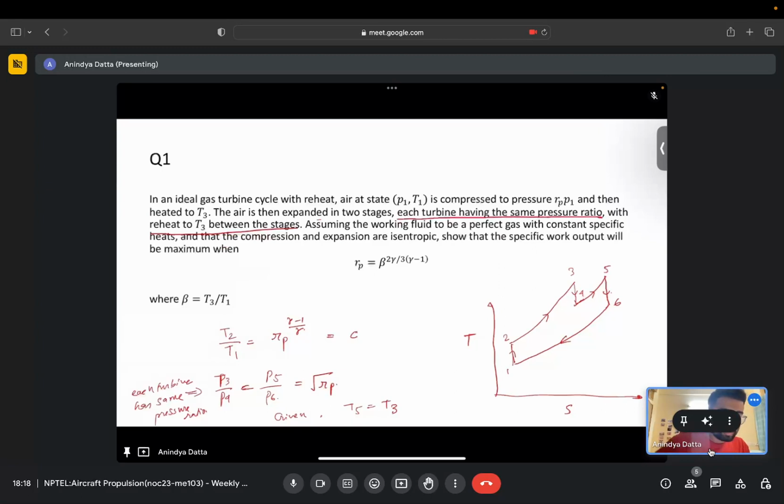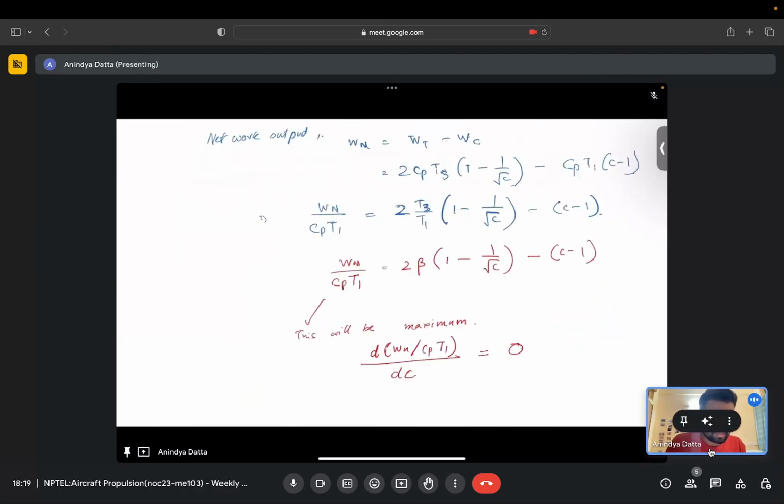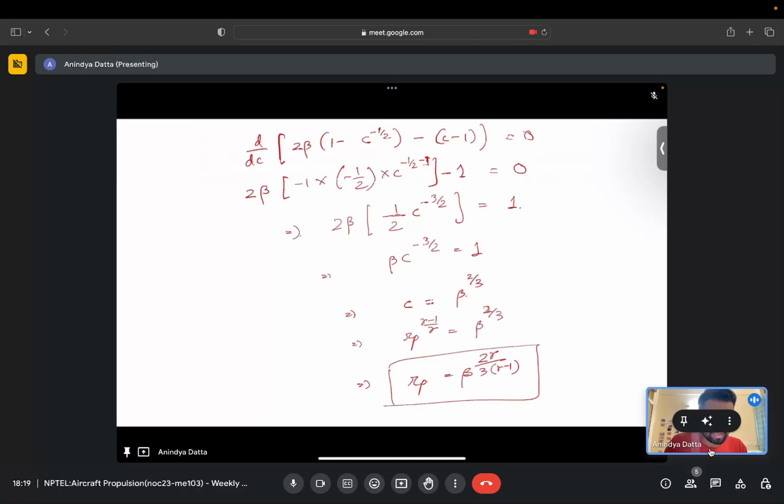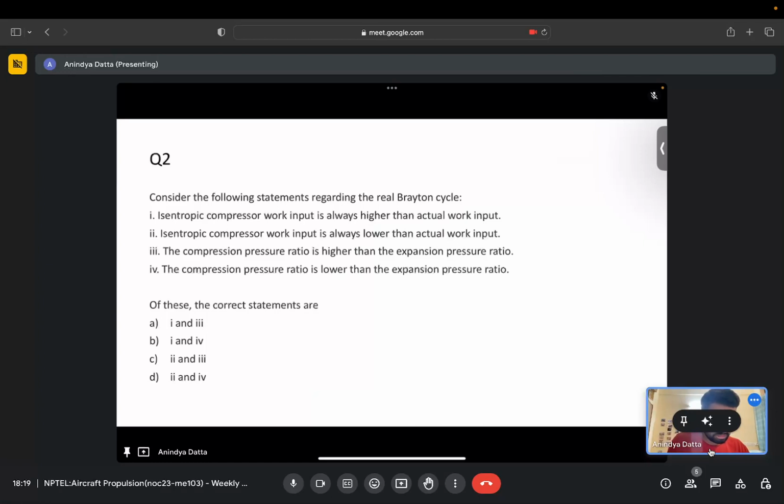Okay, so this is similar to what we did in the case of a simple ideal Brayton cycle. The condition for maximum work output, in that case, we found, is that the turbine exit temperature is equal to the compressor exit temperature. The condition here is that rp should be equal to beta to the power 2 gamma divided by 3 gamma minus 1. Okay, so now let's move on to some theoretical MCQ questions.